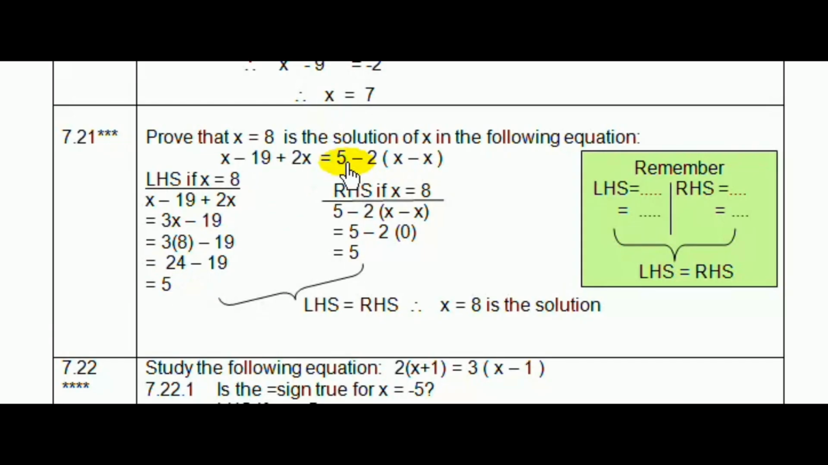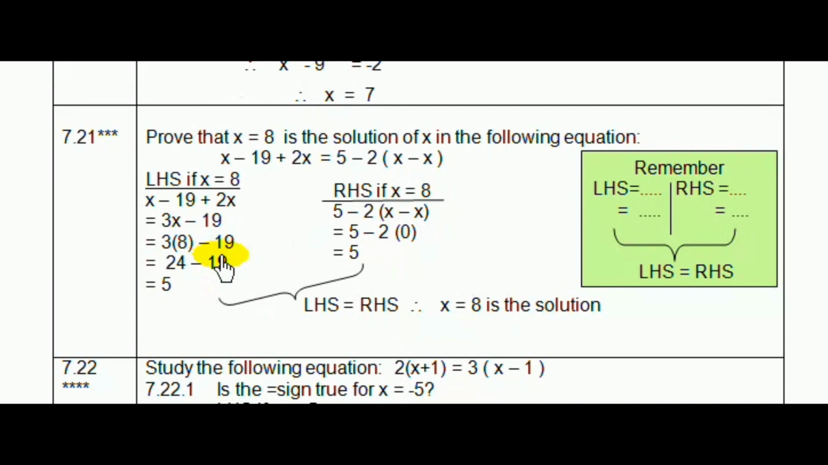If you take the right hand side, 5 minus 2 times x minus x, you have to simplify first. x minus x is 0, so there we have a 0. We don't have to substitute the x there, but if you want, you can substitute the 2 x's there. You will also get the 0 there because 8 minus 8 is 0, and that answer is also 5. So both of the answers are 5. Your left hand side and right hand side are equal, so x is the solution.